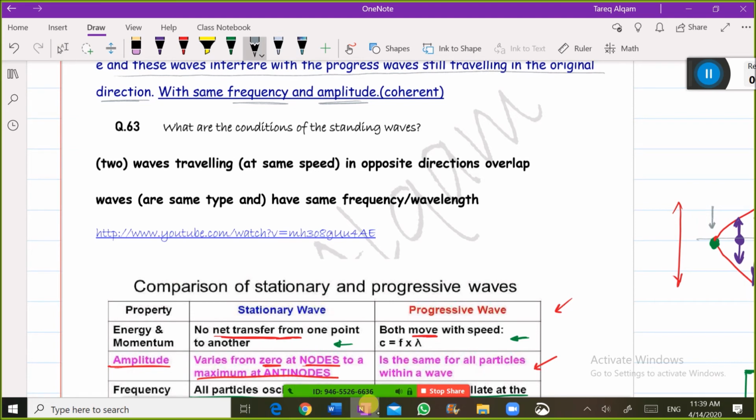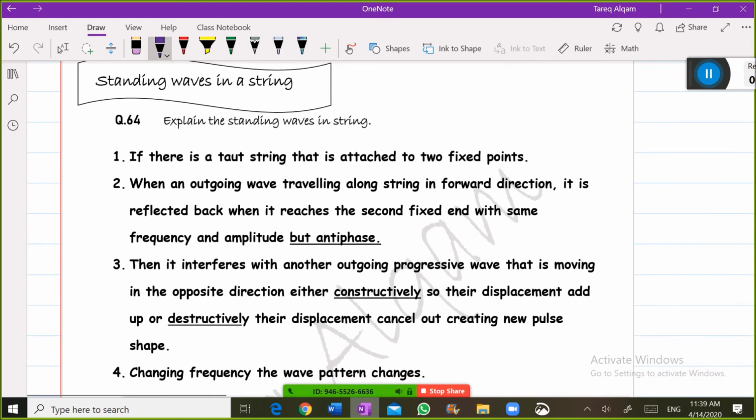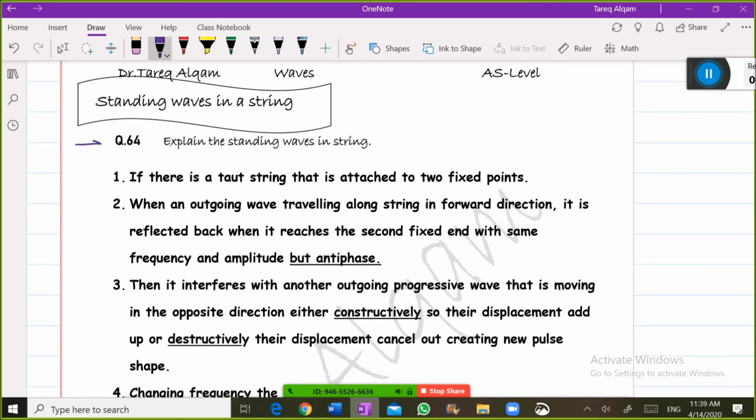We have two conditions for standing waves to take place. First of all, the waves must be traveling at the same speed in opposite directions and overlap. You have to write this. They should also have the same frequency or wavelength, and the same amplitude as well. They must have the same amplitude in order to have complete cancellation at the point of the node. We discussed that also when explaining standing waves.